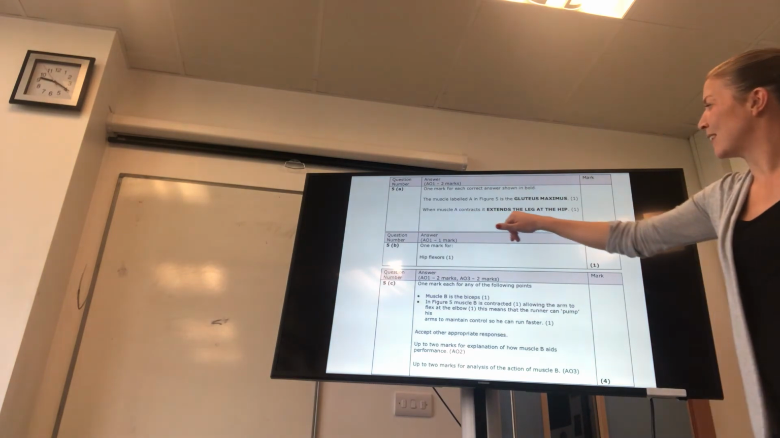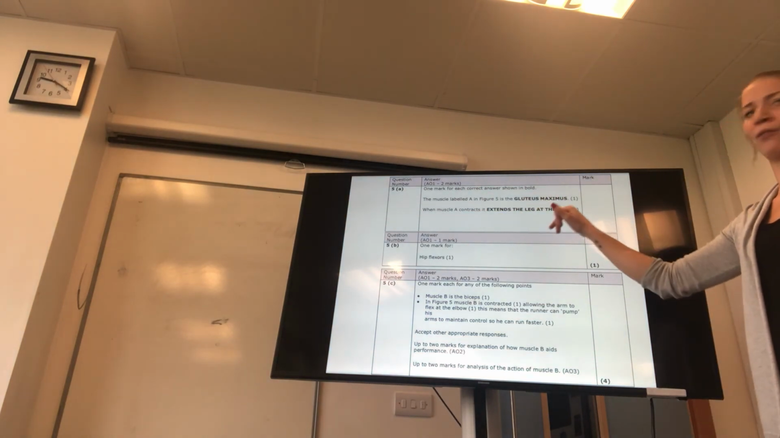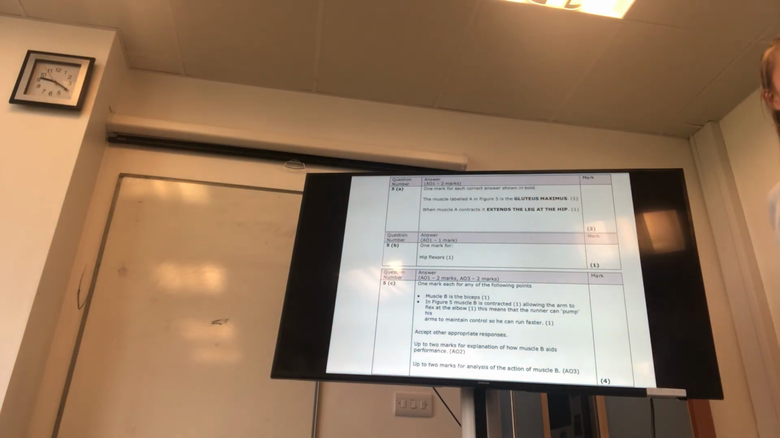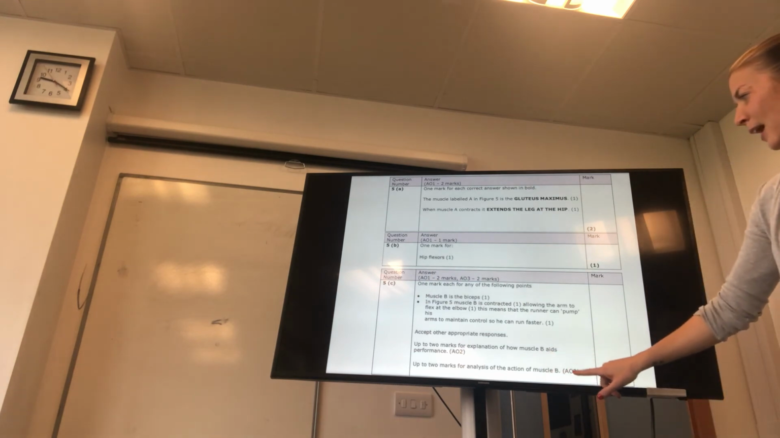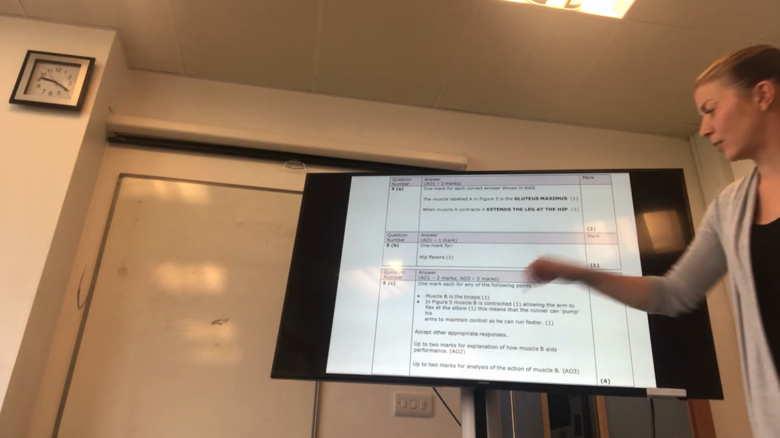When it contracts, it extends the leg at the hip. Always refer to the joint that is moving. So it extends the leg at the hip. 1 mark for hip flexors. Now let's look at what we get. So you got 1 mark for saying it's the biceps.